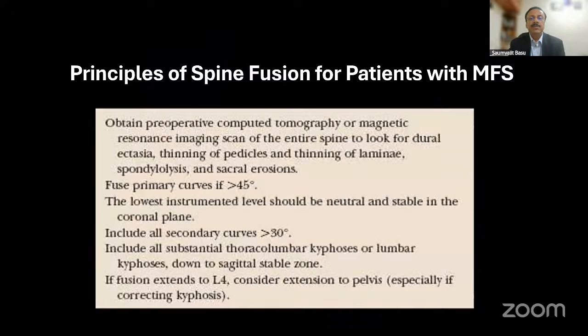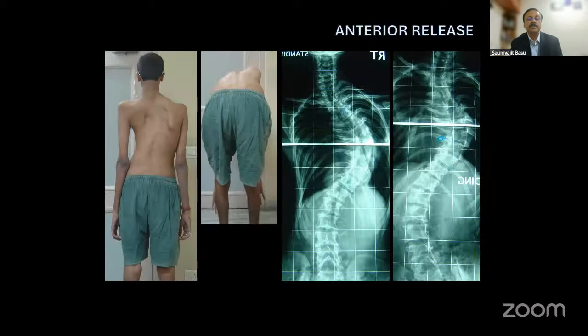Now, if you look at the principles of spinal fusion in Marfan syndrome, we must have a system in which you fuse primary curves if more than 45 and include all secondary curves more than 30. Maybe in AIS, you could leave secondary curves at 30, 35 if their side bending comes down to 20. But in these patients with high flexibility, they would add on. If a fusion extends to L4, consider extending it to the pelvis, if at all there is a very severe kyphosis. Many of them have lumbar kyphosis.